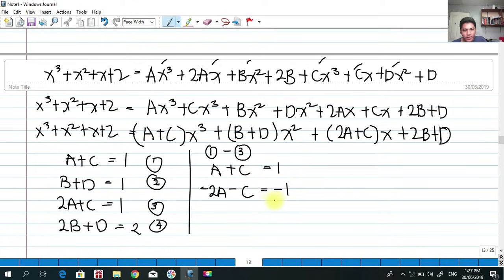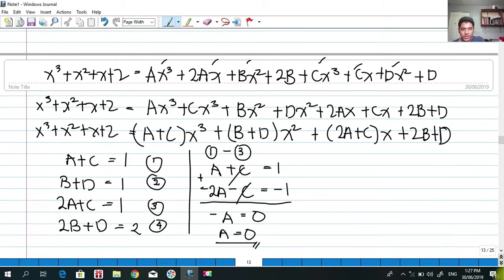Okay, so what will happen to this? If you subtract, proceed to addition. A plus negative 2a is simply negative a. The c's will cancel. 1 minus negative 1, or 1 plus negative 1, is simply 0. And we get negative a equal to 0, so a is equal to 0.